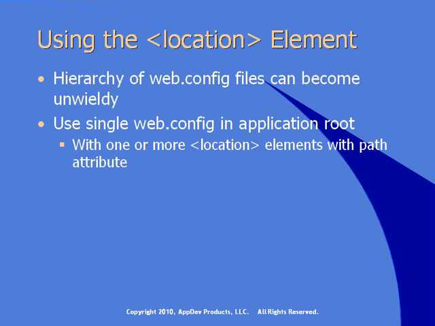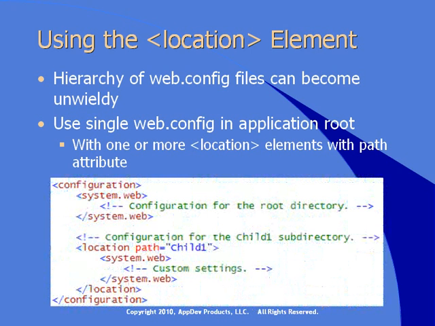And the path attribute is the important part of that location element, because that's how you specify the specific file or child directory to which the configuration settings that are defined within the location element apply. Keep in mind that only one file path can be used in the path attribute, and the location element takes precedence over any ASP.NET configuration settings in the current web.config file.